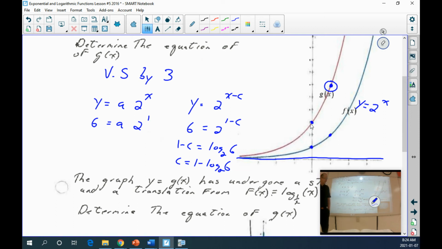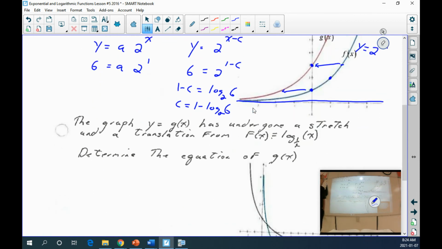Now, the reason why it can look like that is that we've taken this point here and moved it over so it hits there, and this point here moves over so it hits there. But the vertical stretch is the easiest one to look at for that.